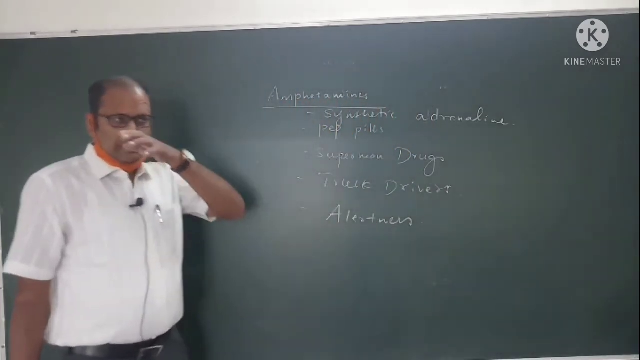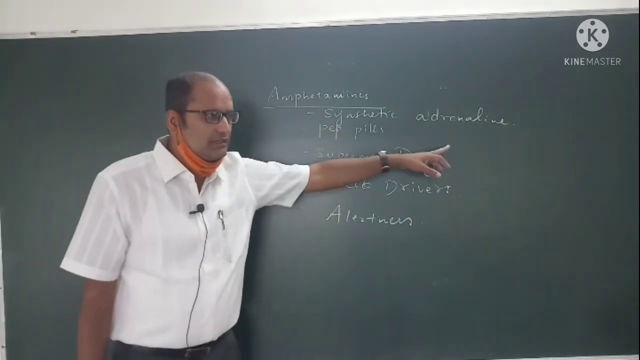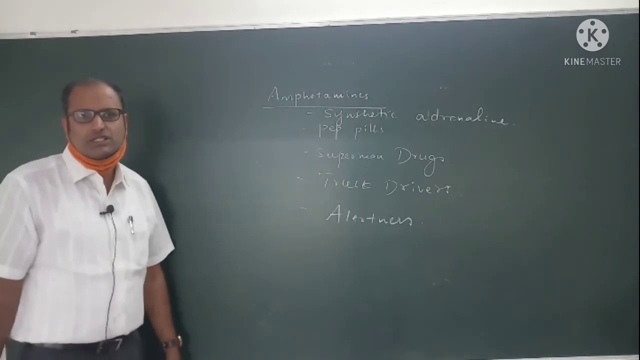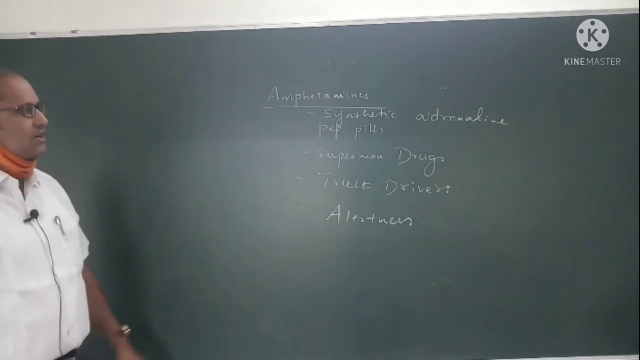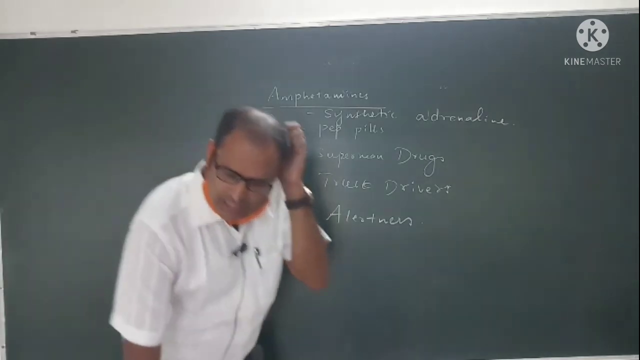Okay. So that's about the amphetamines. They are derived from what? Synthetic what? Adrenaline. Derived from the adrenaline that we need to understand. They are called pep pills. They are called Superman drugs. So that's about amphetamines.